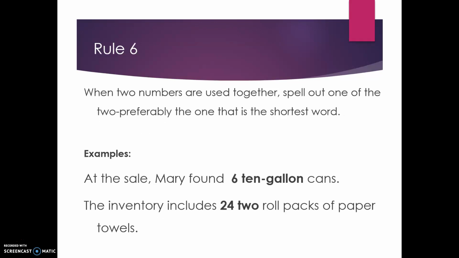Rule 6. When two numbers are used together, spell out one of the two. Preferably, the one that is the shortest word. At the sale, Mary found six 10-gallon cans. The inventory includes 24 two-roll packs of paper towels. If you spelled out both 6 and 10, it would be confusing. The same thing with 24 and 2.